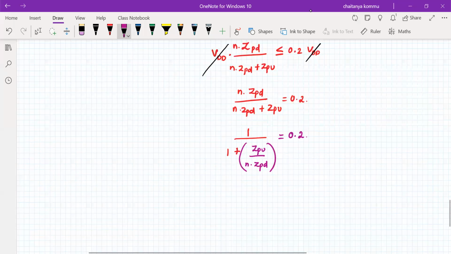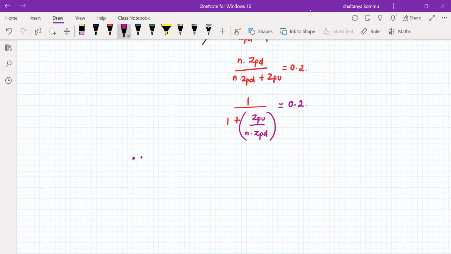That's the question. So by substituting, ZPU divided by n times of ZPD is equal to 4 by 1. If I substitute 4 by 1 in this particular ratio, then you will get 0.2. Do you agree with me? So that means ZPU divided by n times of ZPD ratio should be 4:1. We have to maintain that. What does it mean?